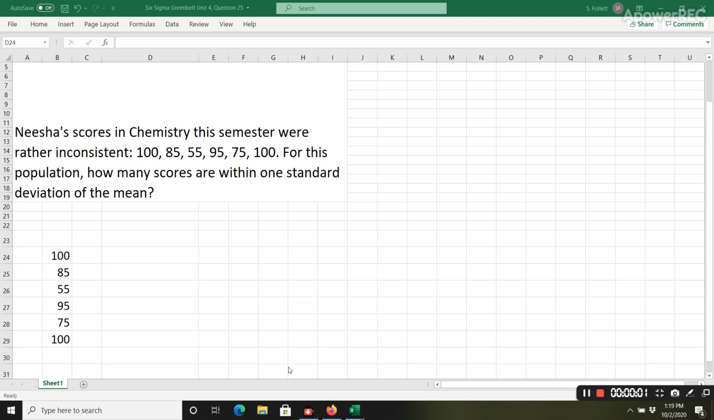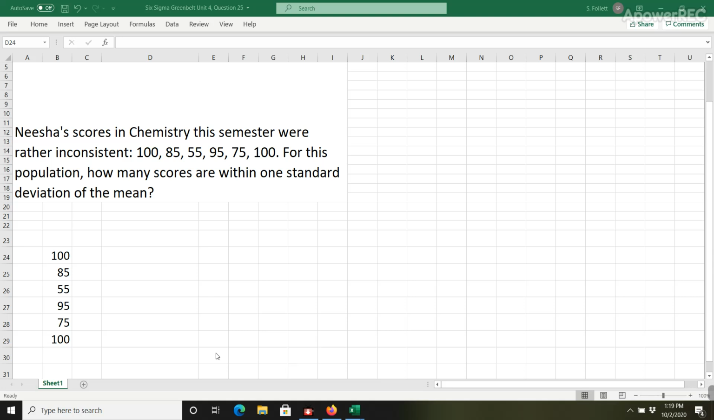Okay, this is question 25. Nisha's scores in chemistry this semester were rather inconsistent. She got 100, 85, 55, 95, 75, 100. For this population, again, it's population, not samples. That's going to be key. How many scores are within one standard deviation of the mean?